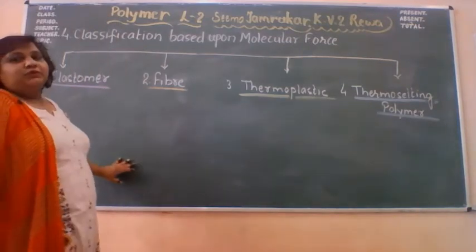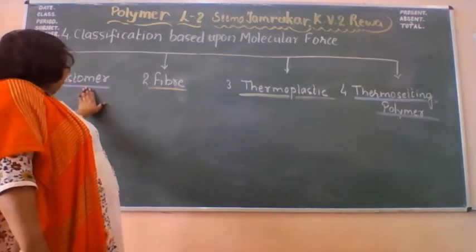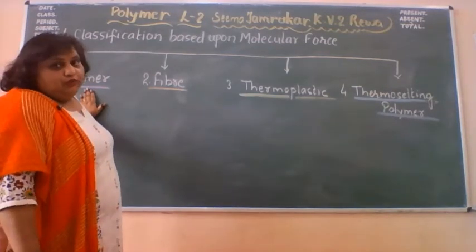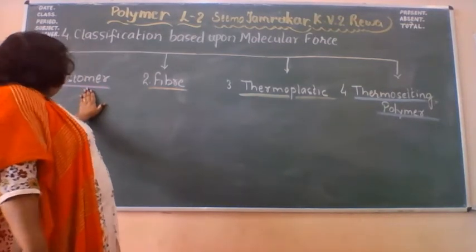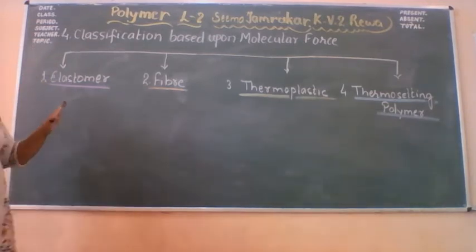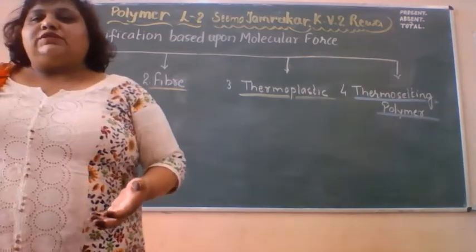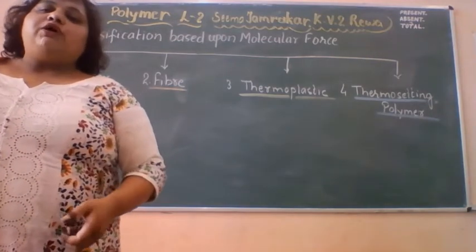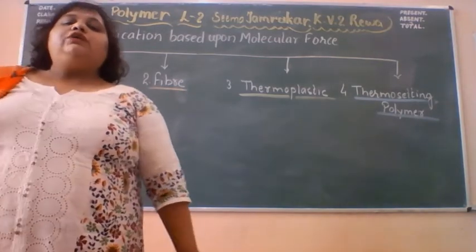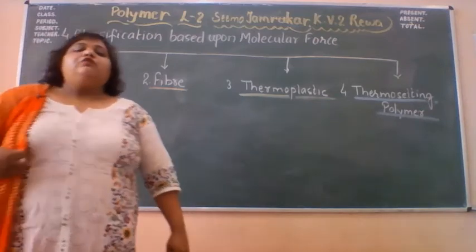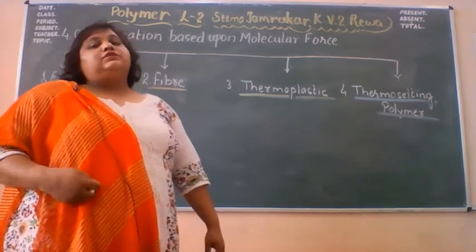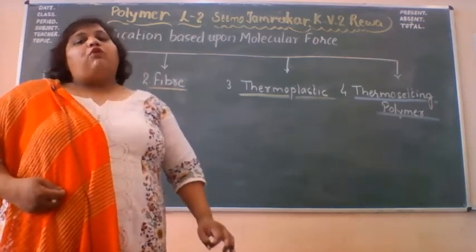Why does this happen? It is due to the weak force between the monomer units. The monomer units are bound together by the weak van der Waals forces. Which bond is present here? Which kind of force is acting here? The force that is acting here is the weak van der Waals force.